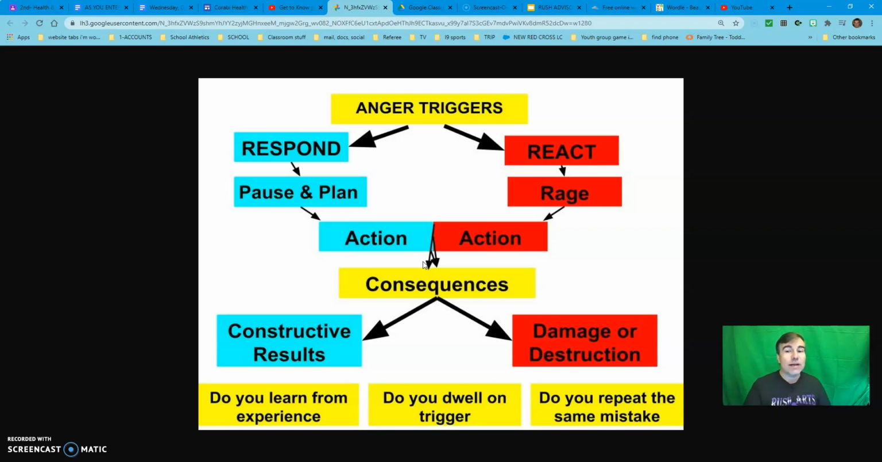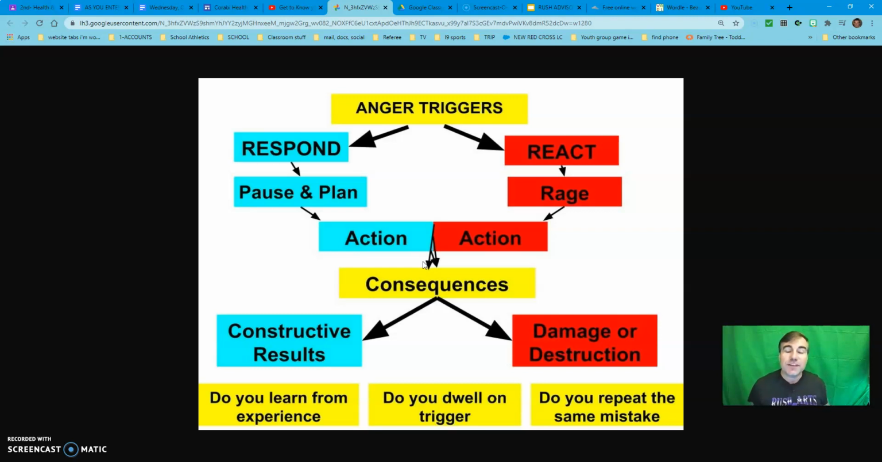Rage is also an action or leads to other actions, like, for example, breaking things or yelling at someone or hurting someone's feelings intentionally, even though later on you might feel bad about it. Throwing things, getting into a fight, violence of some other form that I'm just not going to mention on this video, but you get the idea. It leads to hate, and it leads to damaging things. So the consequences are that there's damage or destruction.